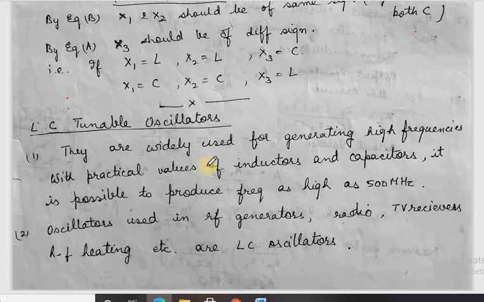So LC tunable oscillators are widely used for generating high frequencies. With the practical values of inductors and capacitors, it is possible to produce frequency as high as 500 MHz. So wherever high frequency is needed, generally LC oscillators are taken up. These oscillators are used in RF generators, radio, TV receivers, RF heating, etc. All these oscillators are LC oscillators.